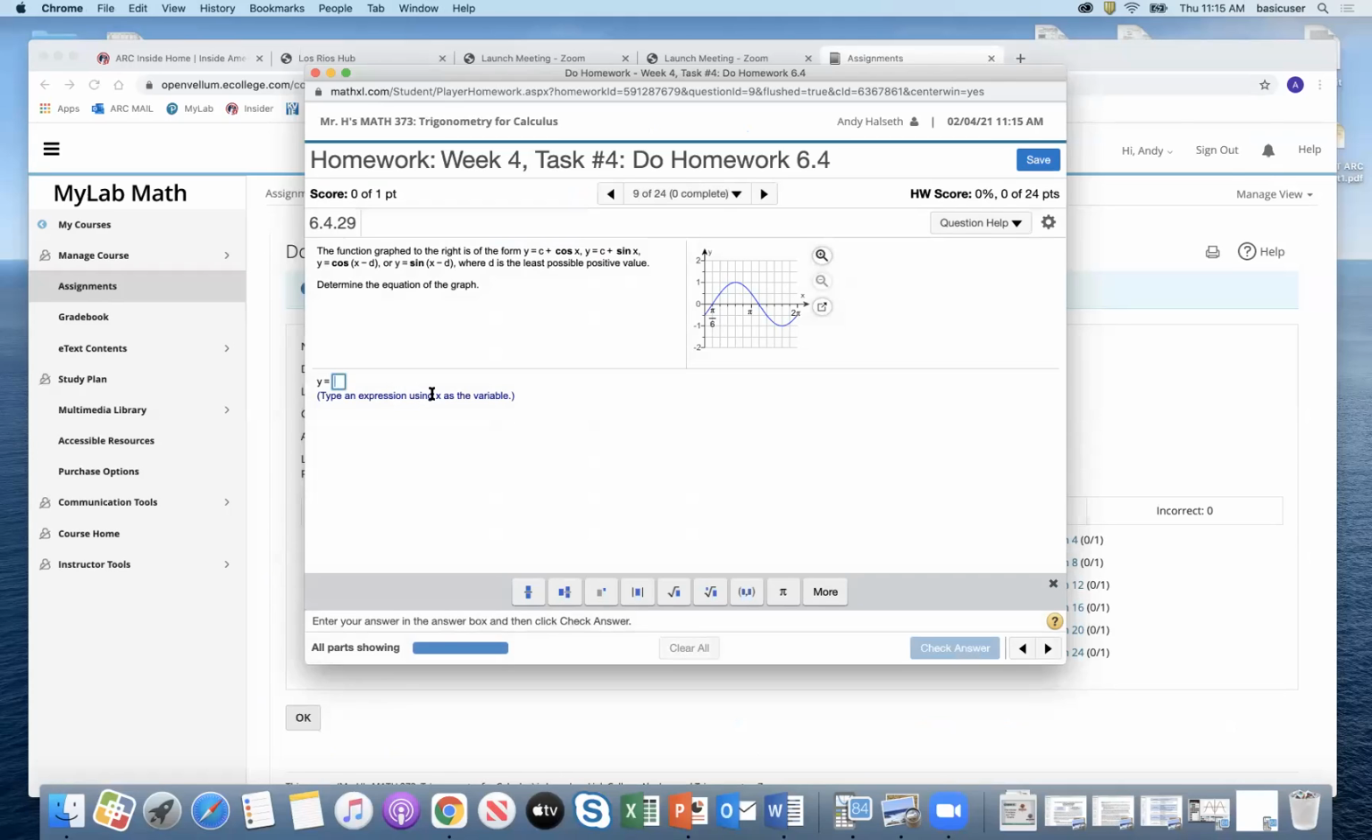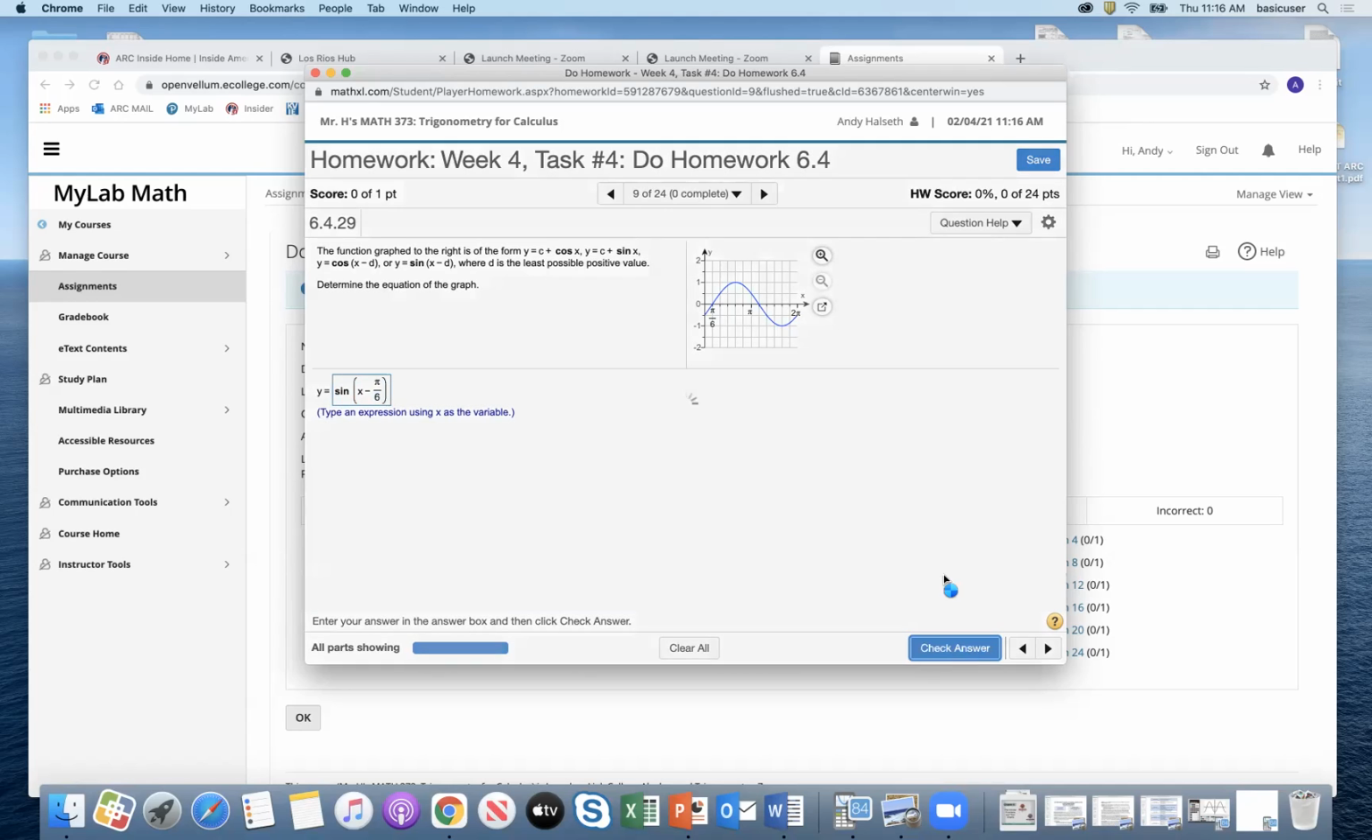So y equals sine. I need a set of parentheses. I can just do my parentheses, and then I'm going to do x minus, quick trick is pi for pi divided by 6, close parenthesis. Ooh, arrow over, close parenthesis, and then check it. And the computer likes it, so we're happy.